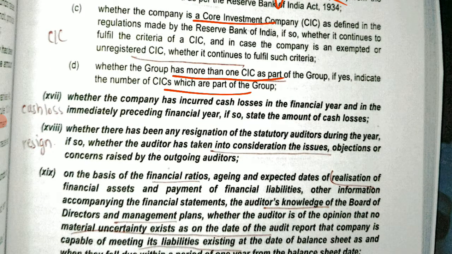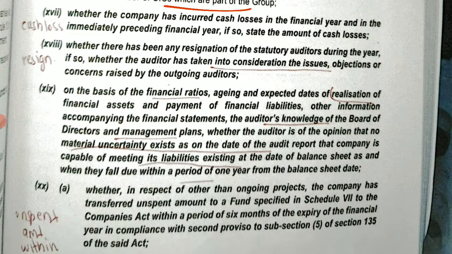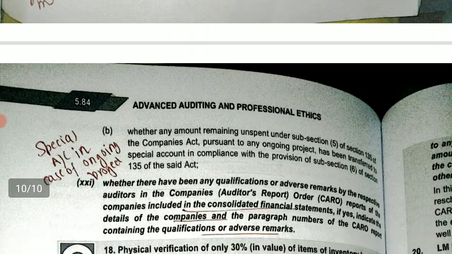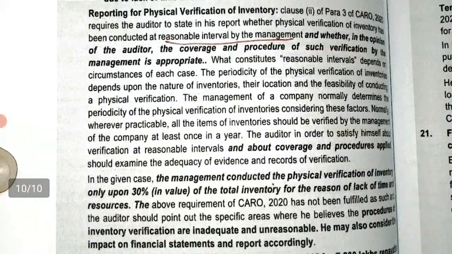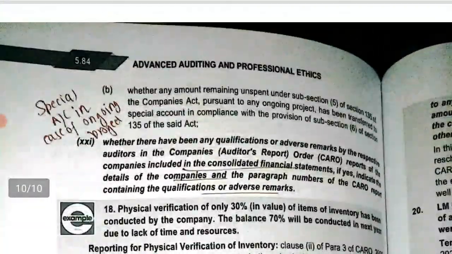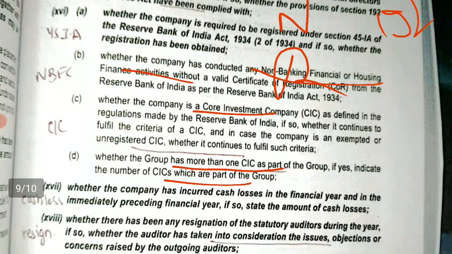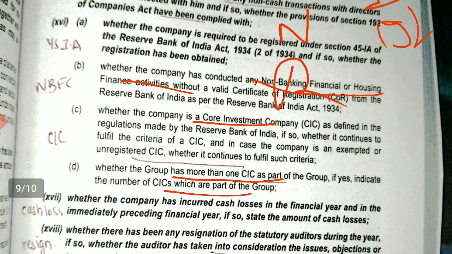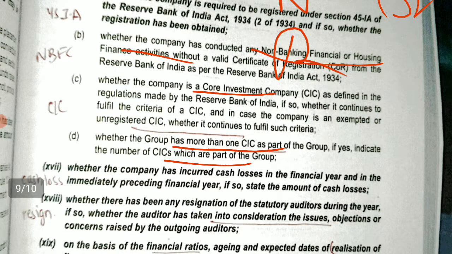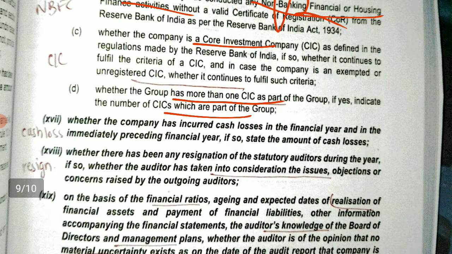Now, we have to start with the last memory technique, and also if I find one, I will show you an audit report of CARO 2020, of any real company, so that you can easily relate with all the clauses. Okay, so let's quickly revise. Close your eyes and try to remember.